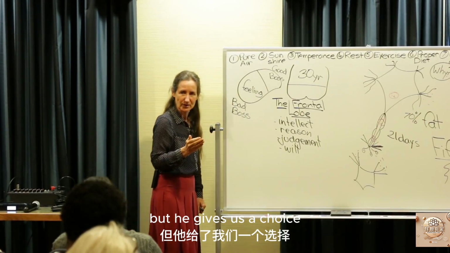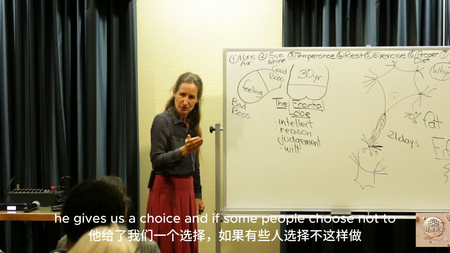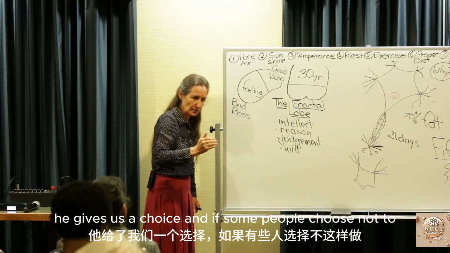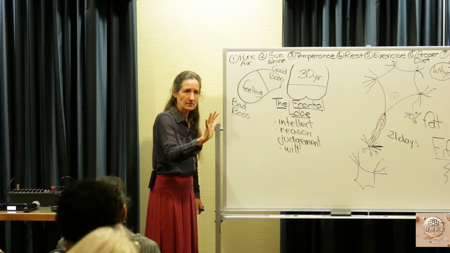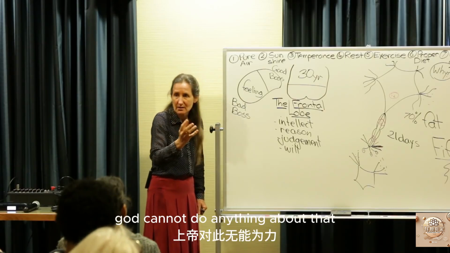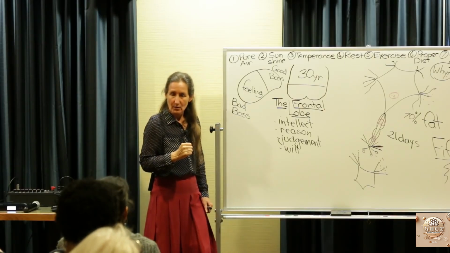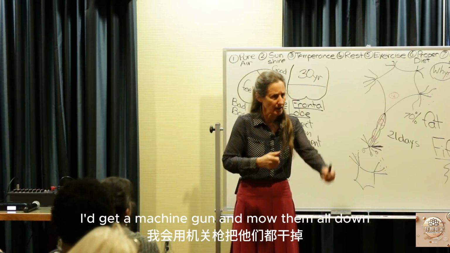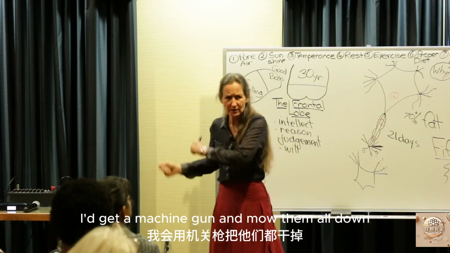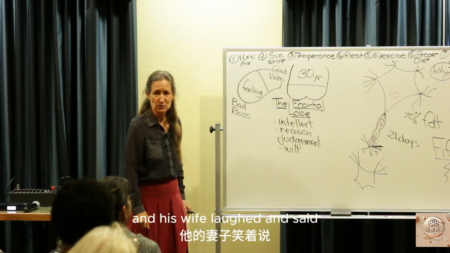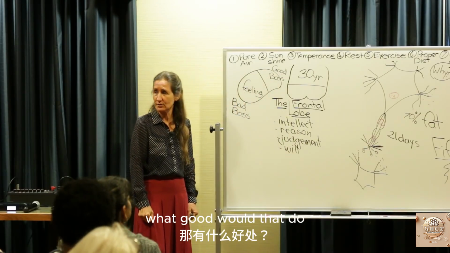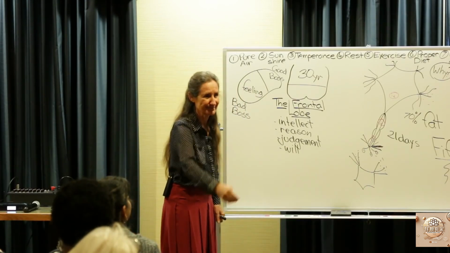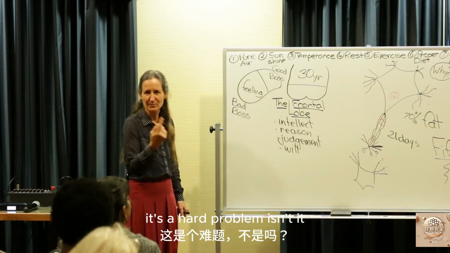But he gives us a choice. And if some people choose not to, God cannot do anything about that. One man said to me at the program, "Well, if I was the guy up top, I'd get a machine gun and mow them all down." And his wife laughed and said, "And what good would that do? Then the next crop would jump up." It's a hard problem, isn't it?